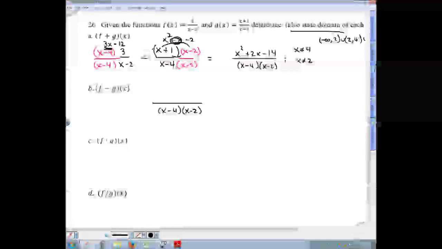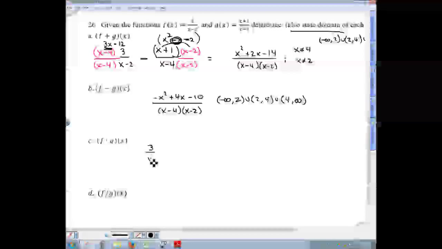So this minus sign is applied to this entire expression there, so it's minus x squared, and that minus and negative x really makes it a plus x, so that's plus 4x, and again this minus negative 2 makes it plus 2, when you combine with negative 12, makes it negative 10. And it's the same domain, negative infinity to 2, 2 to 4, 4 to infinity. Now when multiplying, you don't have to have a common denominator, which makes it nice.